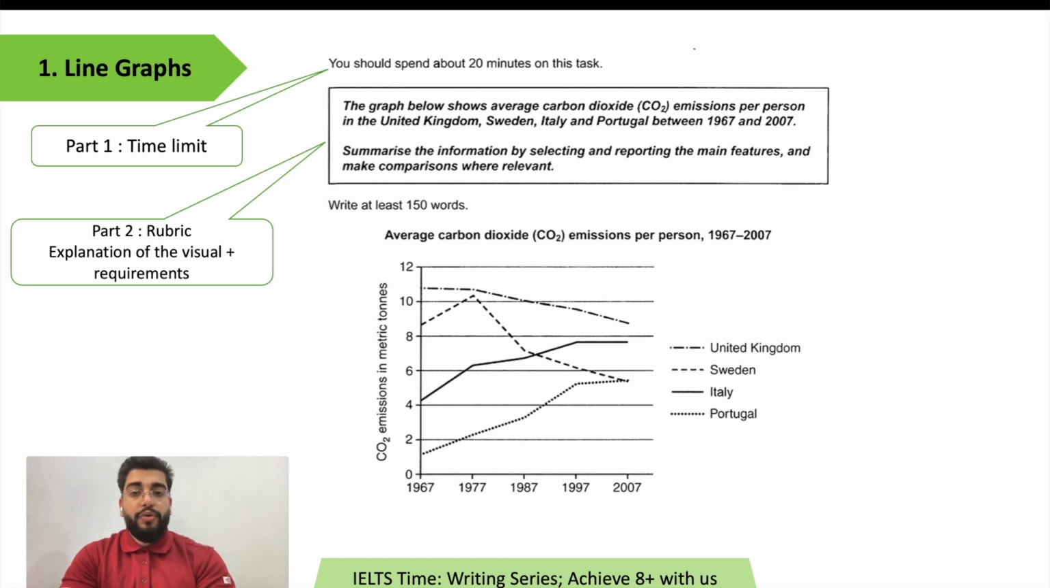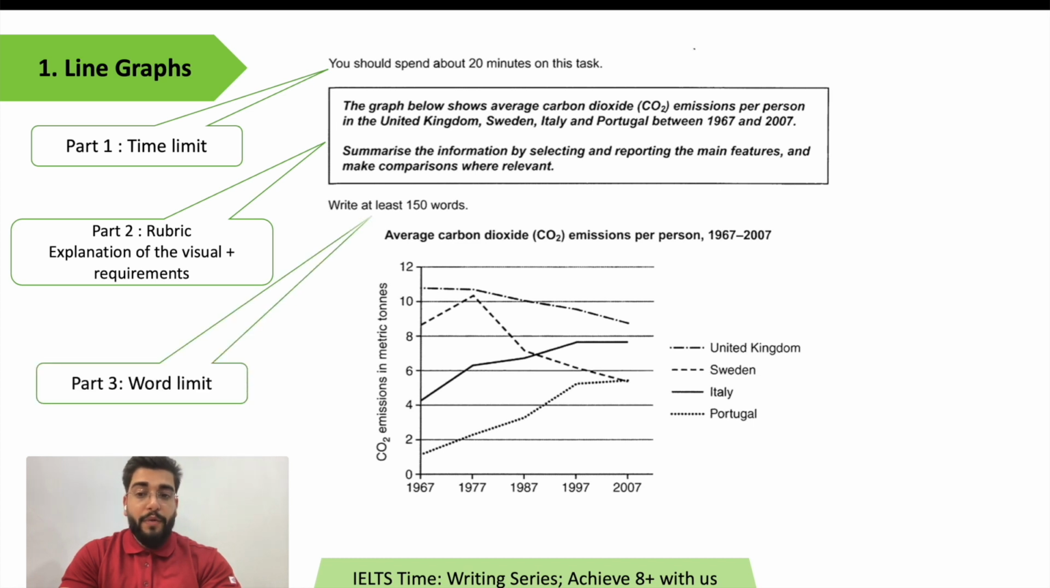So if you don't summarize the information, if you include everything here on the graph or on the chart and make comparisons all the time and just list them, your writing will be mechanical, and that will be penalized in IELTS Writing Task 1. So don't do it. Avoid doing so.